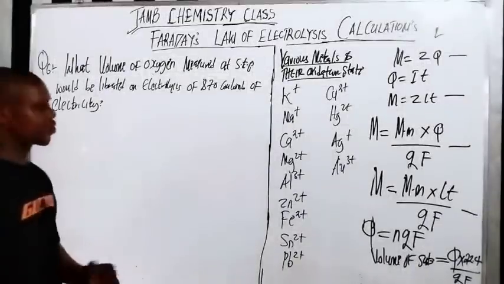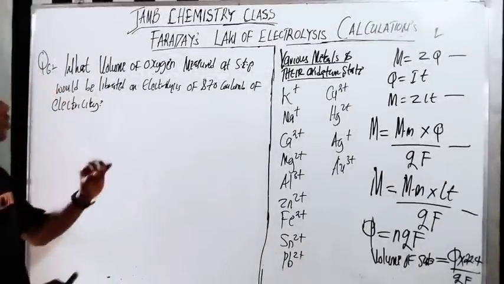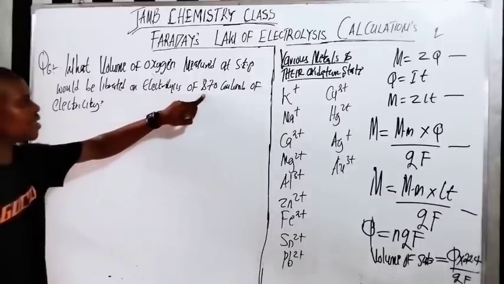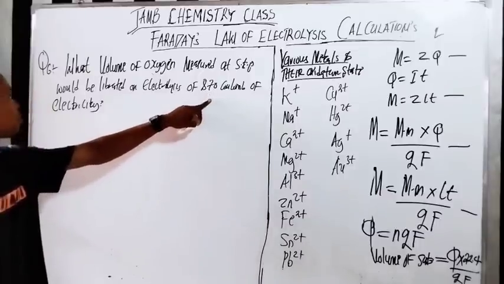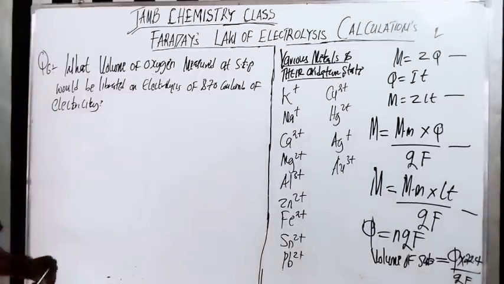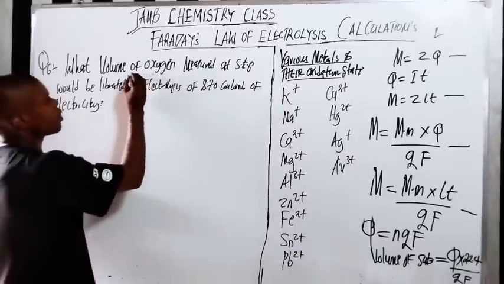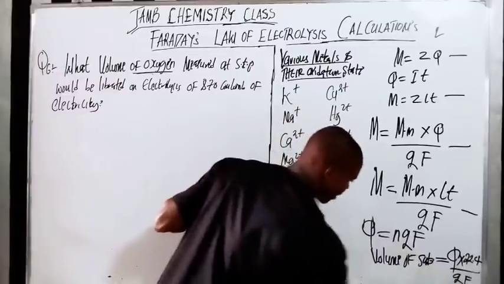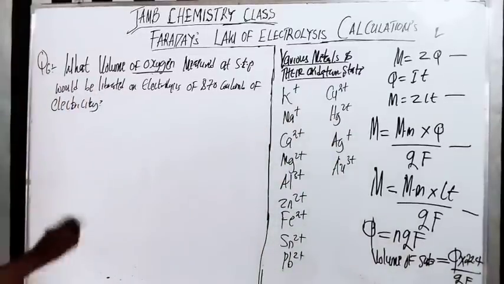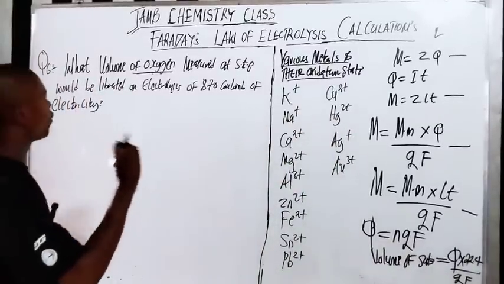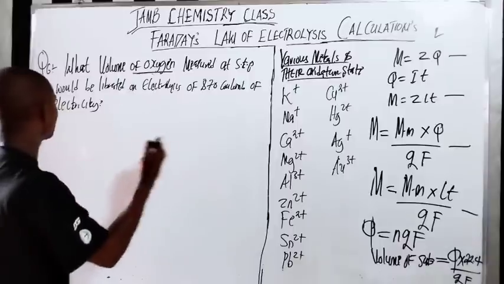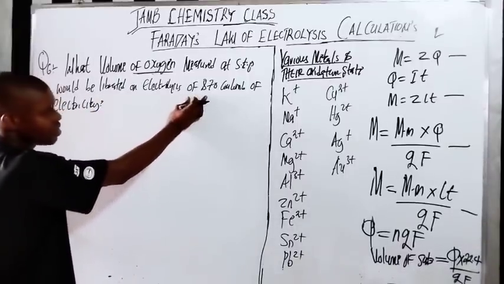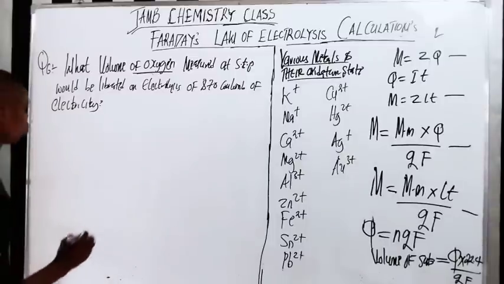So now let's look at this question here. They say what volume of oxygen measured at STP will be liberated on electrolysis of 870 coulombs of electricity here? If you check very well, it says what volume of oxygen at STP. It shows that we are using this formula here.